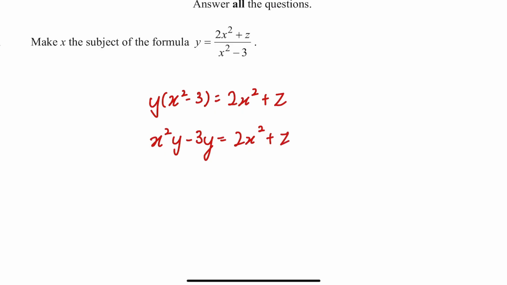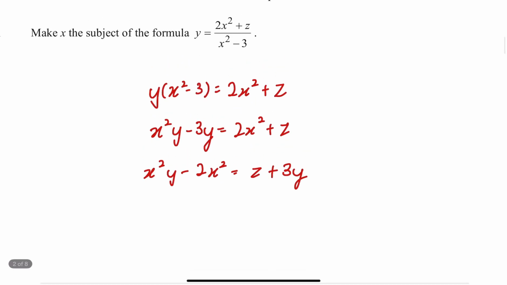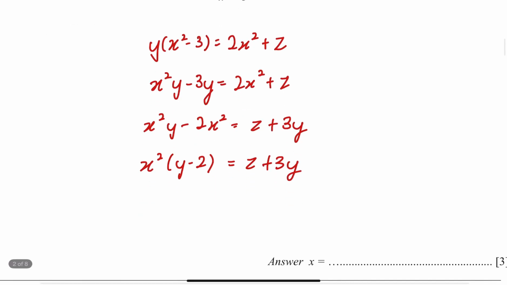Continue from here. To make x the subject, I shift all terms with x to the left side, all terms without x to the right side. So this will become x squared y minus 2x squared equals to z plus 3y. Therefore from here, I take out the x. I factorize out x squared from both terms. x squared times y minus 2 equals to z plus 3y. Therefore, this means that x squared is equal to z plus 3y divided by y minus 2.